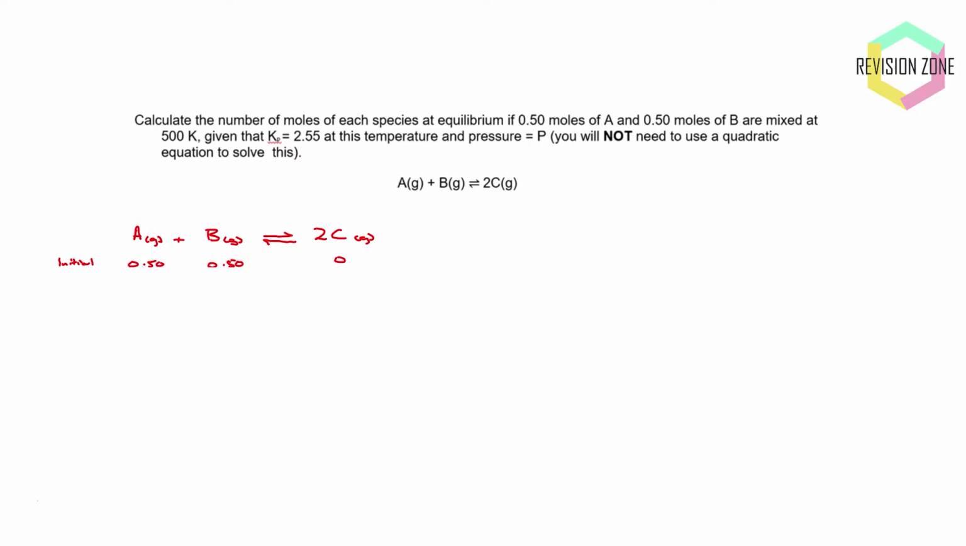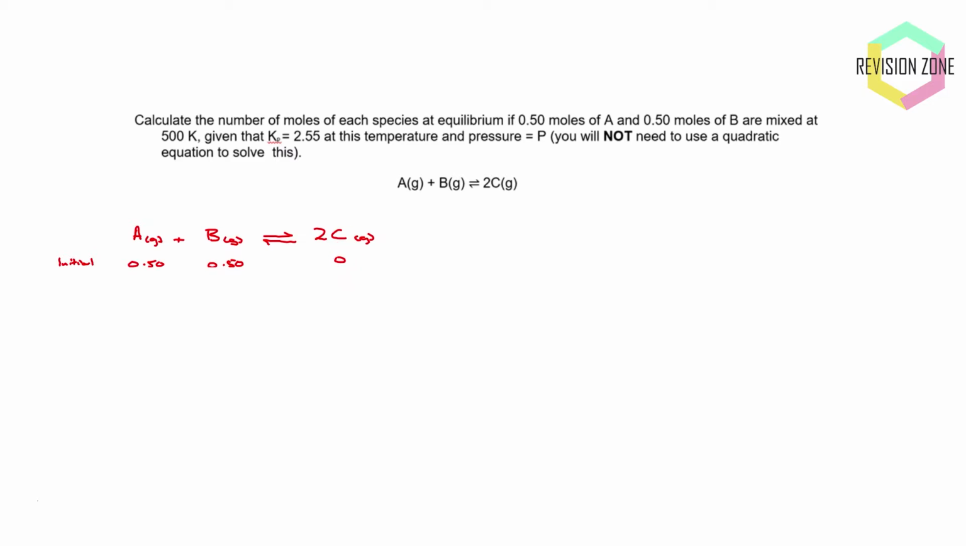I then say, well, for A and B, my reactants, they are going to reduce by the same amount because it's a 1-to-1 ratio from the stoichiometry in the equation itself. So I know that they are going to reduce by X. And then with C, because it's a 1-to-1-to-2 ratio, C is going to go up by 2 lots of X. So if we just use 1 mole for X, A will reduce by 1 mole, B will reduce by 1 mole, and 2 lots of C will increase by 2 moles.